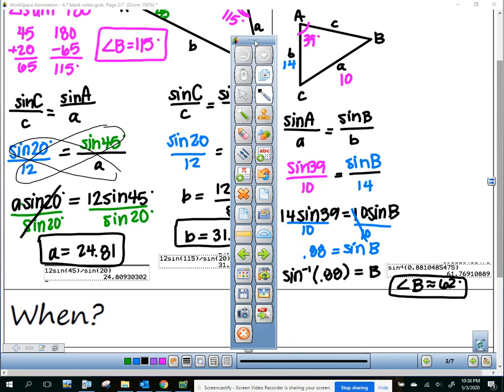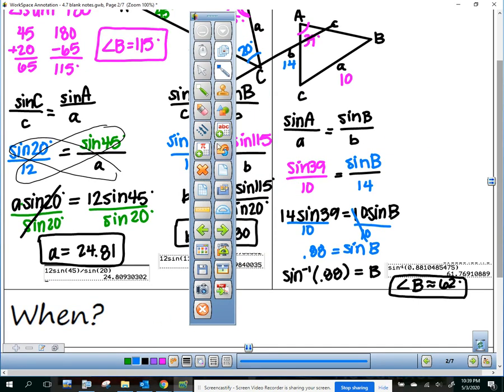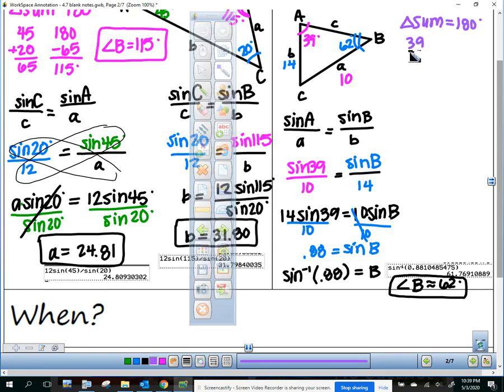Now, in the picture, I'm going to add that label. Now I can use triangle sum theorem because I've got two of the three angles. So I'm going to add 39 and 62 to 101, subtract that from 180. So angle C must be 79 degrees.